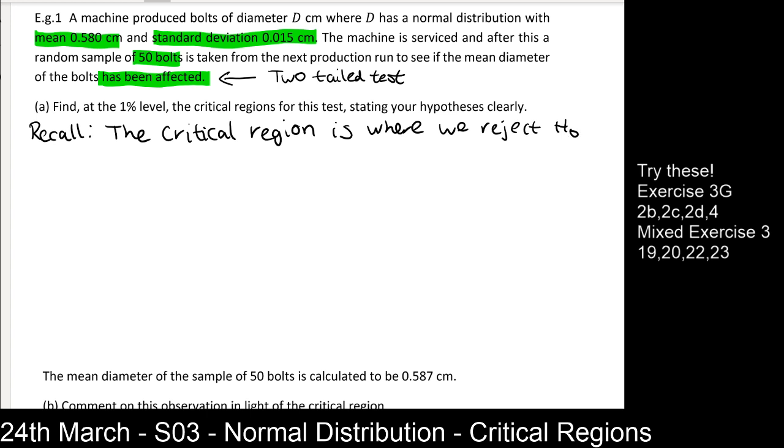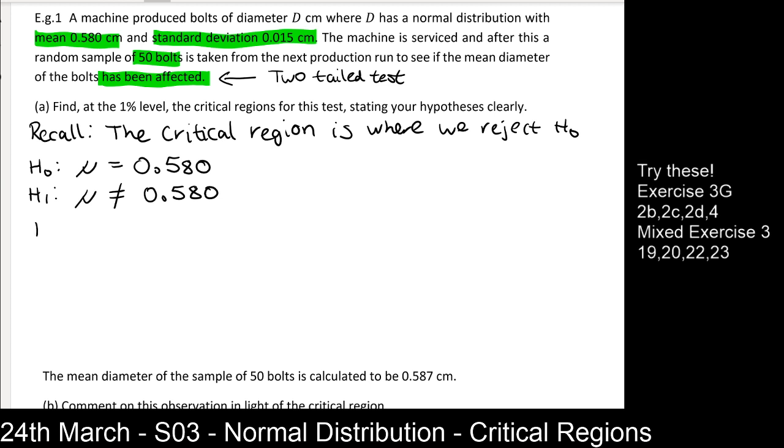So the first thing that I do with a hypothesis test, I have to set up my hypotheses. So the null hypothesis is that the mean is what it states, it's 0.580. That is your null hypothesis. That's what we believe to be true to begin with. Then our alternative hypothesis is that the mean does not equal 0.580. Remember, when it's a two-tailed test, we're going to put does not equal. If it's a one-tailed test, we'll either have a greater than or a less than sign.